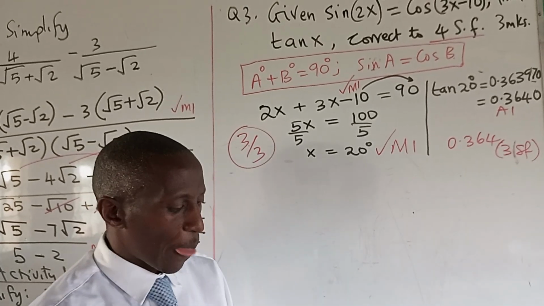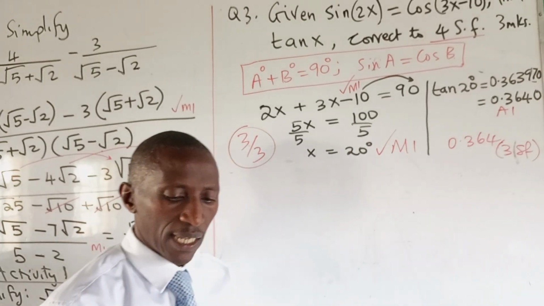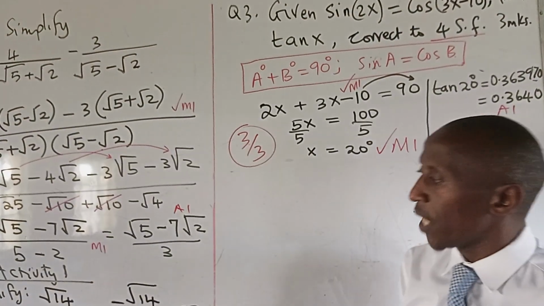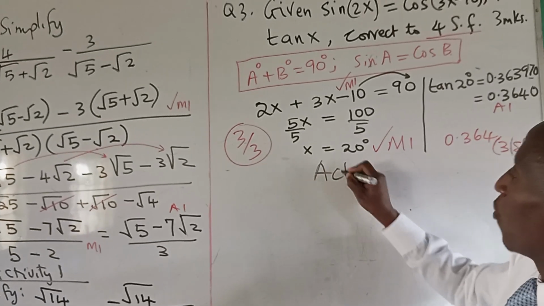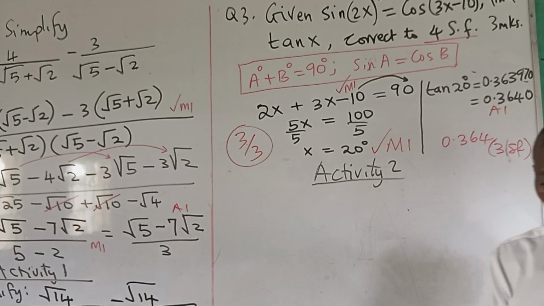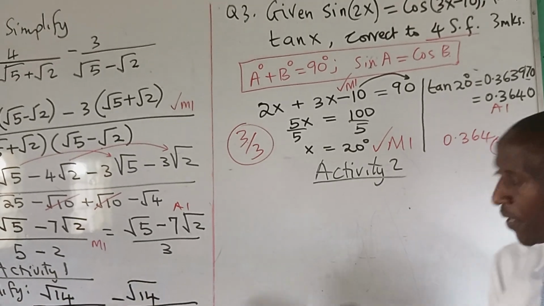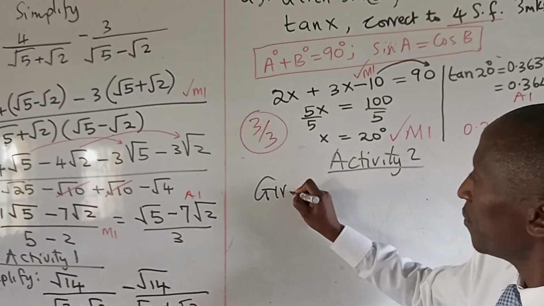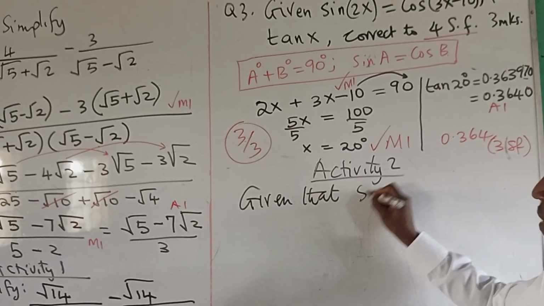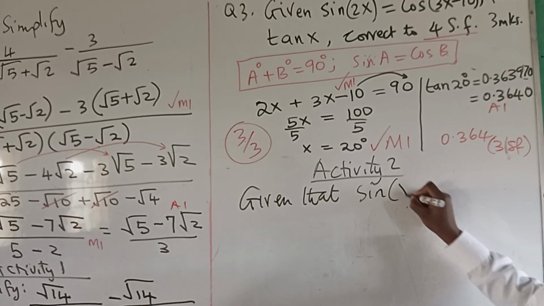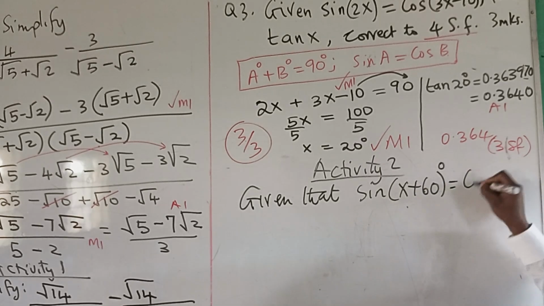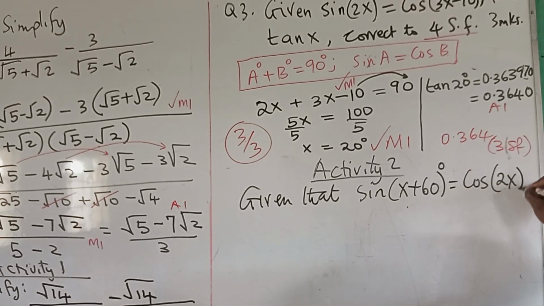So viewers, I would like to get you to activity number 2, activity 2, which will be drawn from trigonometry. We are given that sine of x plus 60 degrees is equal to cosine 2x degrees.